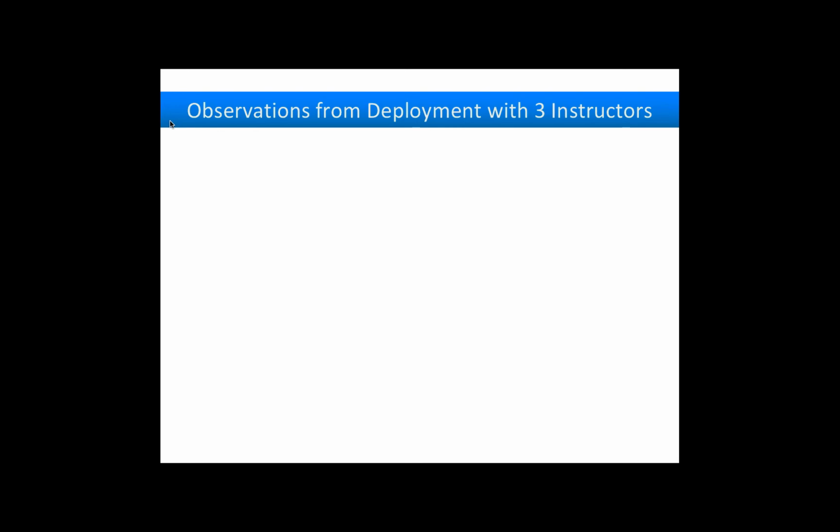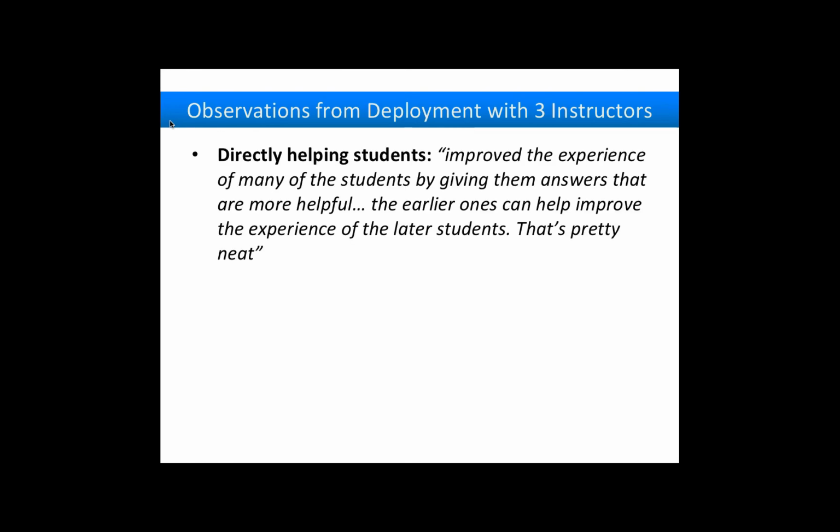So the key observation from instructors was that they felt that having this algorithm in the dynamic problem system meant that the experiment could directly help students. It improved the experience of many of the students by giving them answers that are more helpful. So the earlier ones can help improve the experience of the later students. So there was a clear pathway from an experiment being effective to the data automatically being used to improve a resource.